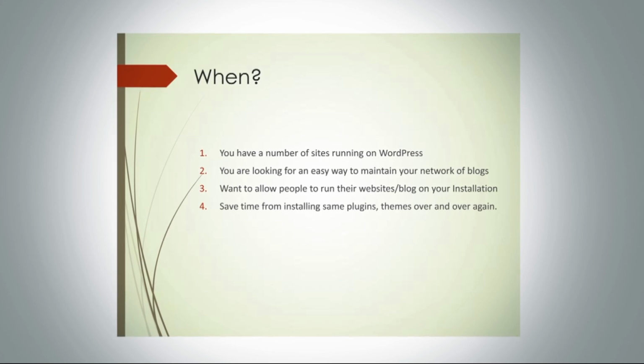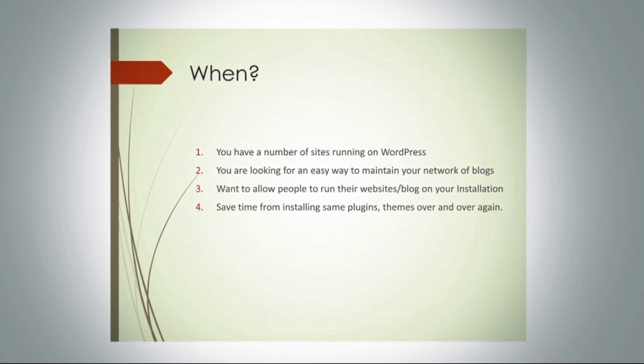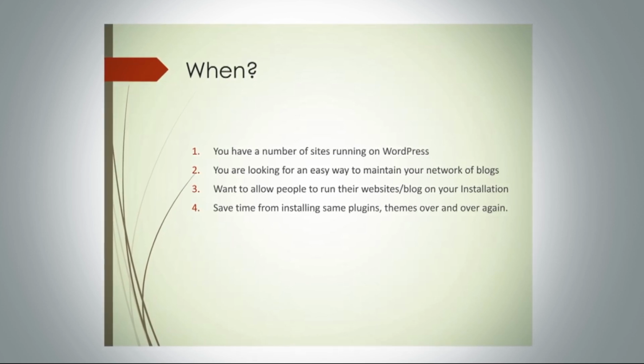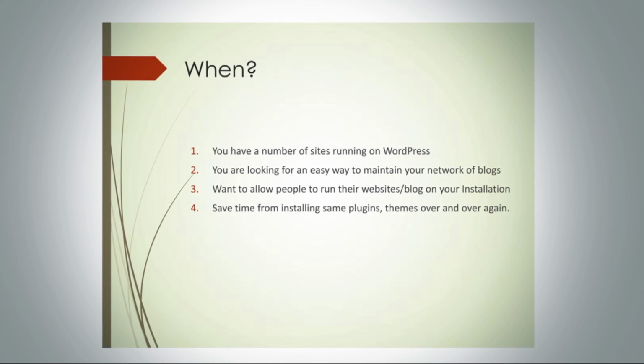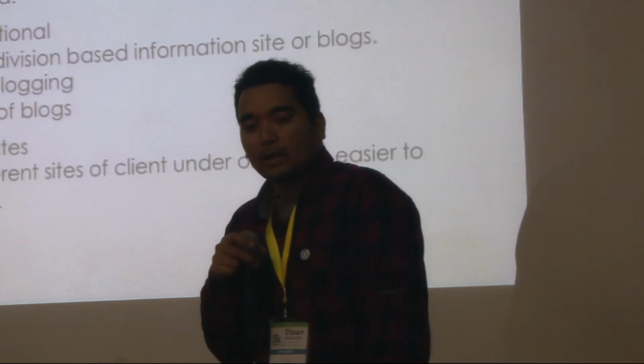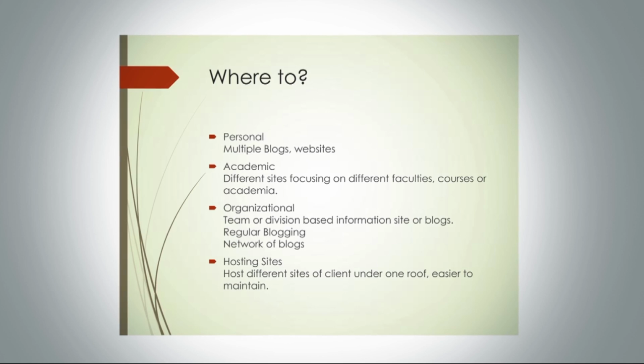Say abc.com/person1, abc.com/person2. All you could do is install a WordPress multi-site, and you could get going. Save time from installing the same plugins, themes, and work over and over again, like I already mentioned before. So where to? Okay, that is what we just explained.